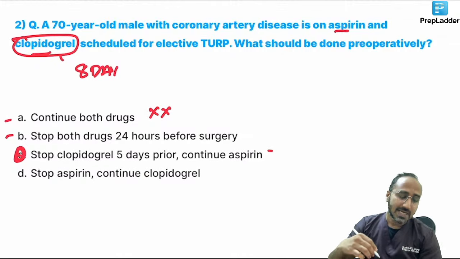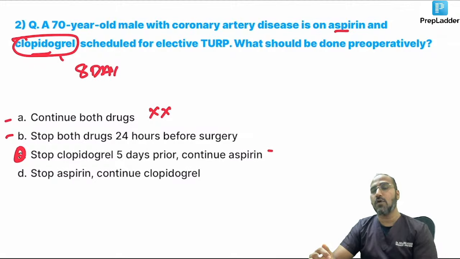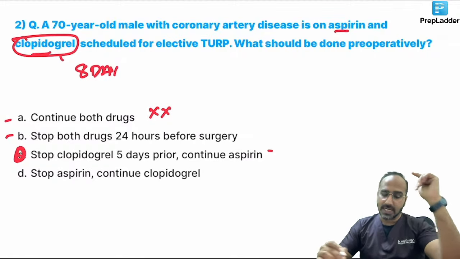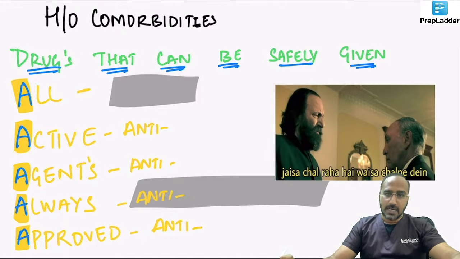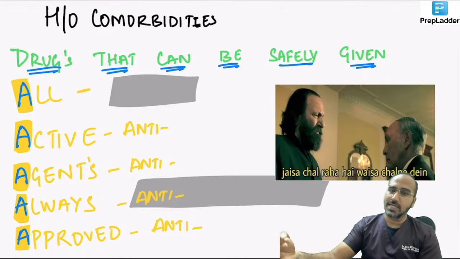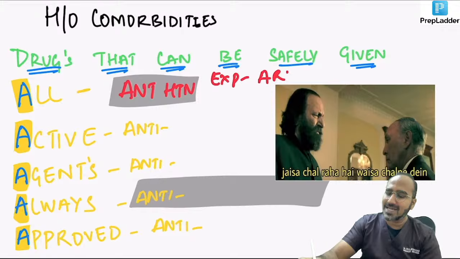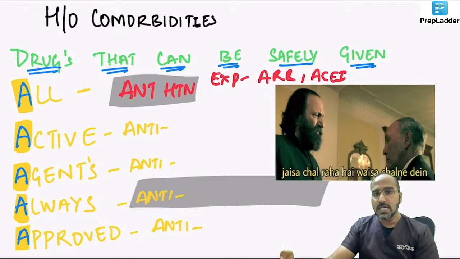Okay. Now guys, there are some medications that need to be continued and there are some medications that need to be stopped before surgery. Now, what are the medications that are continued before surgery, guys? Remember, based on the history of comorbidities, you ask the medication that has to be continued and that has to be stopped. So, always remember the medication that are continued are all active agents always approved. That means antihypertensives can be continued except, there are some exceptions, guys, except for ARBs and ACE inhibitors. They have to be stopped on the day of surgery. Otherwise, they will cause rebound hypotension.